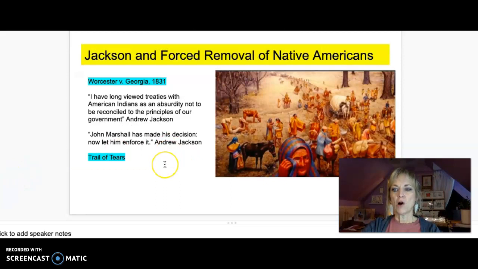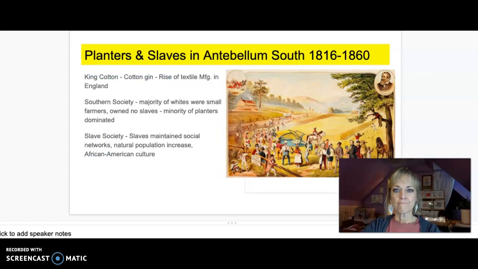Also big with Jackson was his Indian policies, forced removal of the Native Americans. Remember, you must know the case of Worcester versus Georgia, where the Supreme Court said, listen, the Cherokee are right, you can't take their land away from them. And Jackson said, Marshall's made his decision, now let him enforce it. In other words, I'm going to do what I want to. Now, the Trail of Tears didn't happen under Jackson, but it did happen as a result of Jackson's policies.